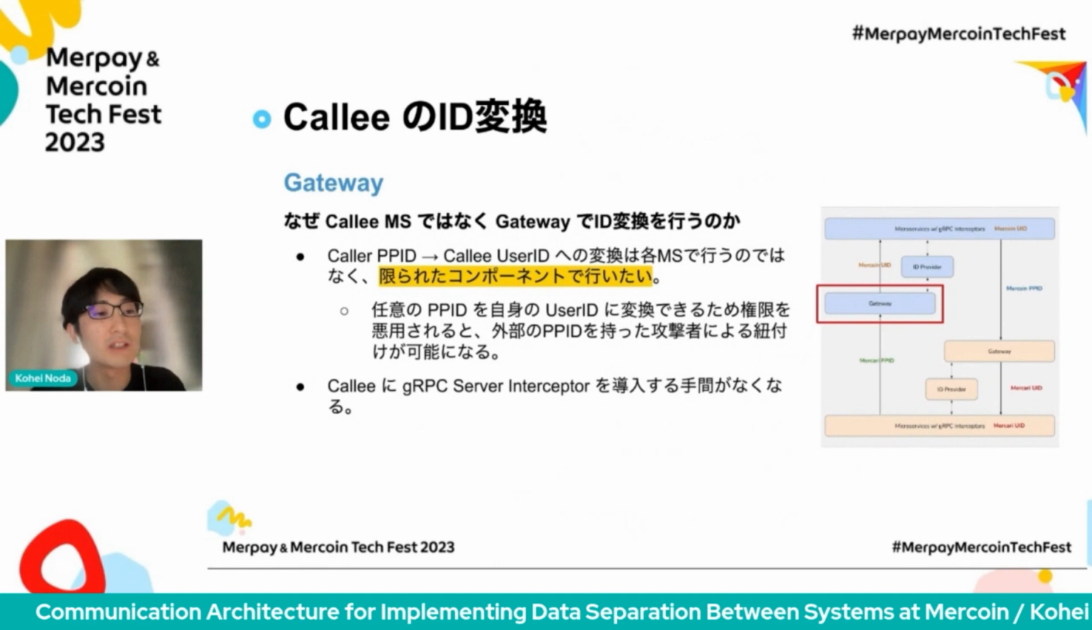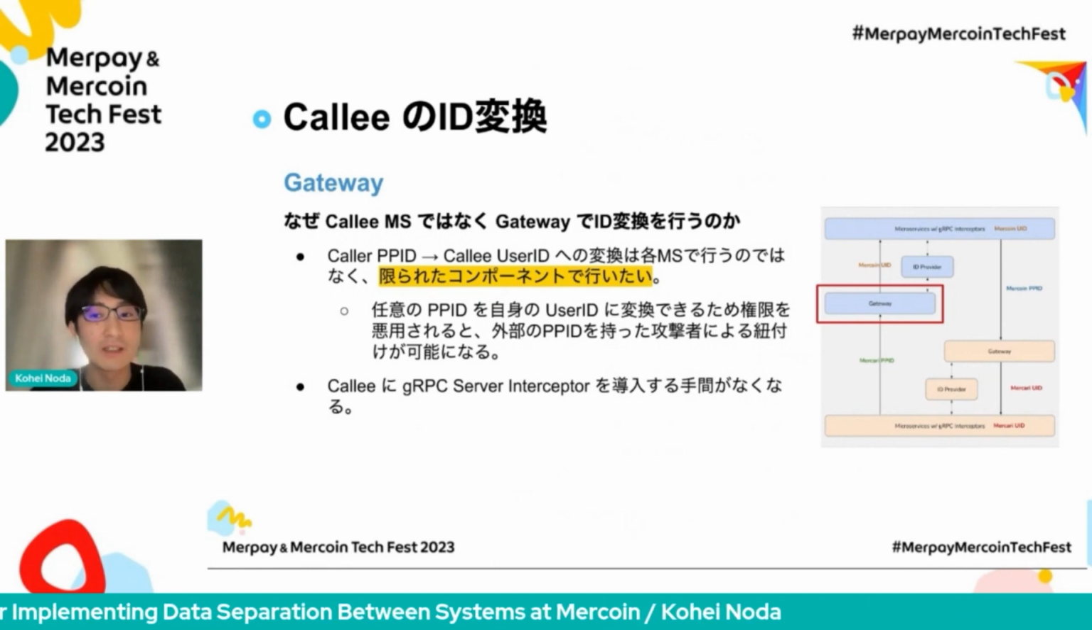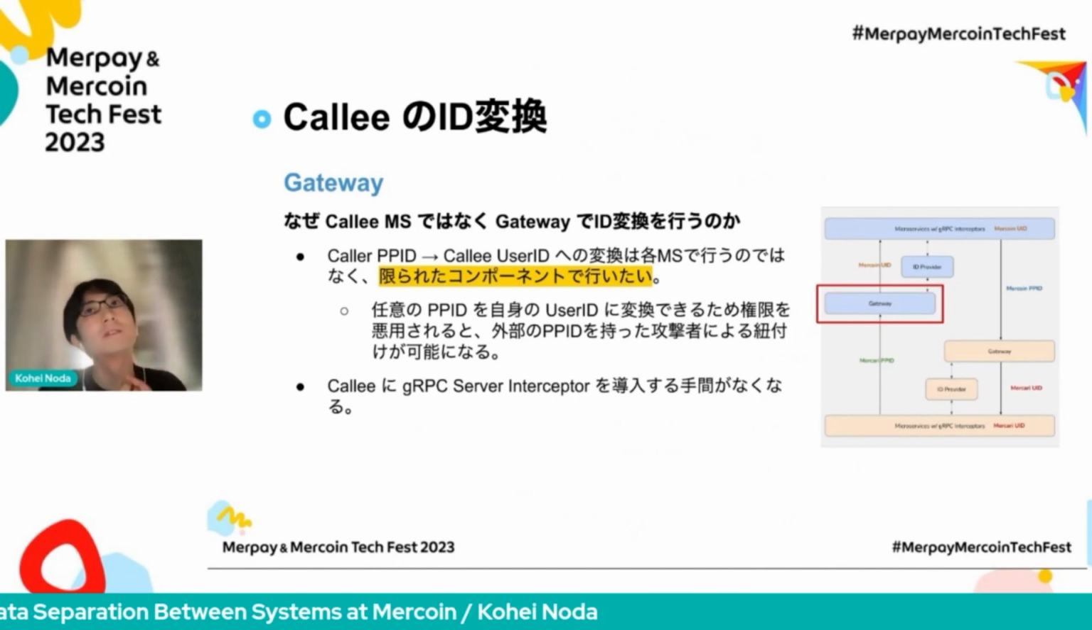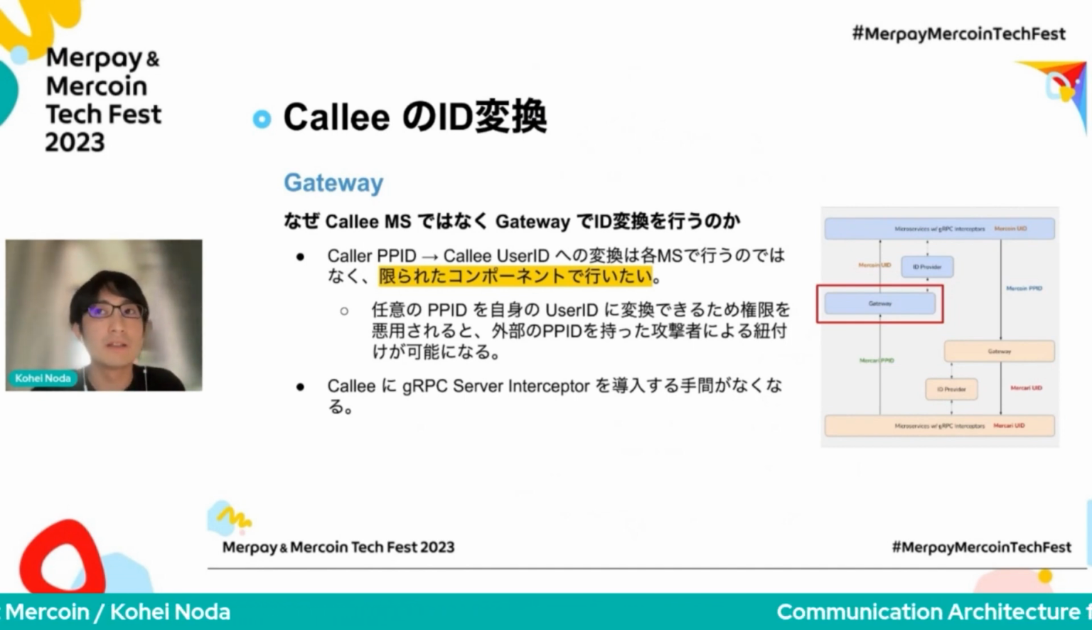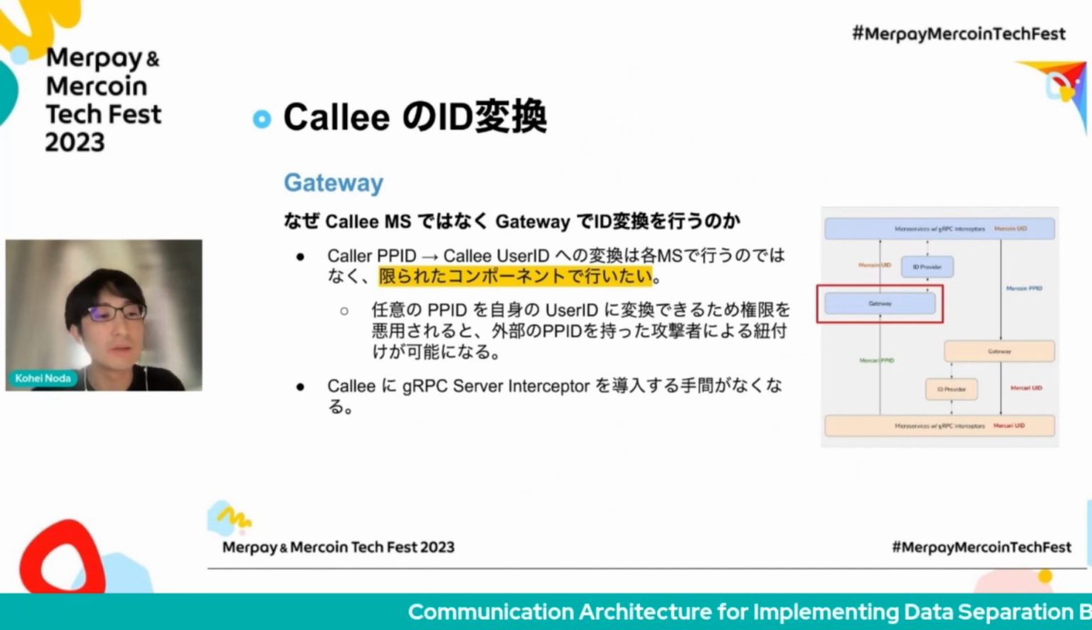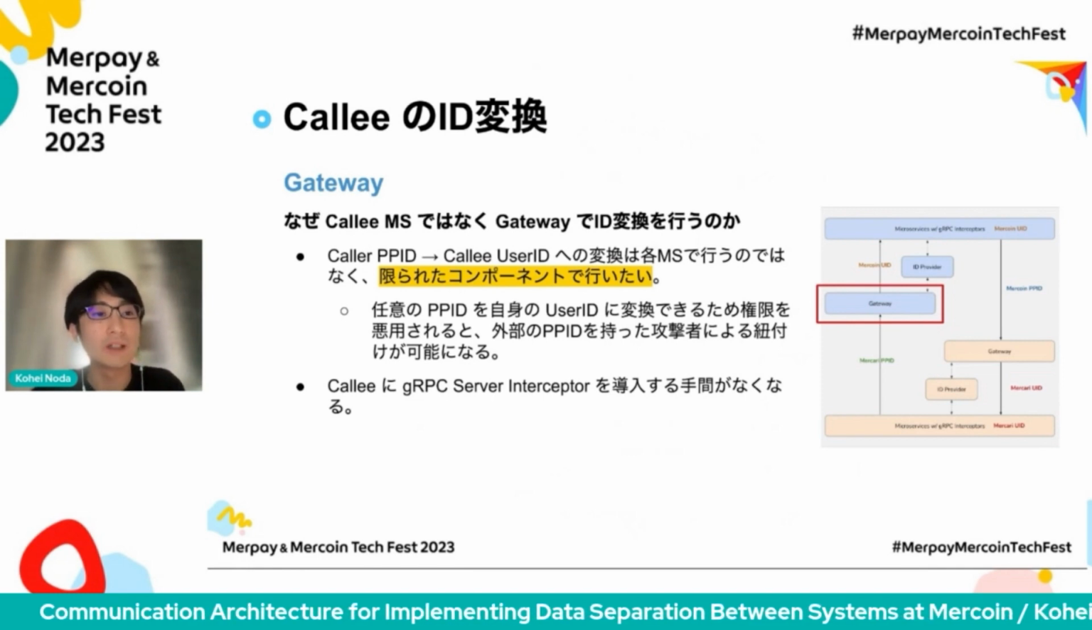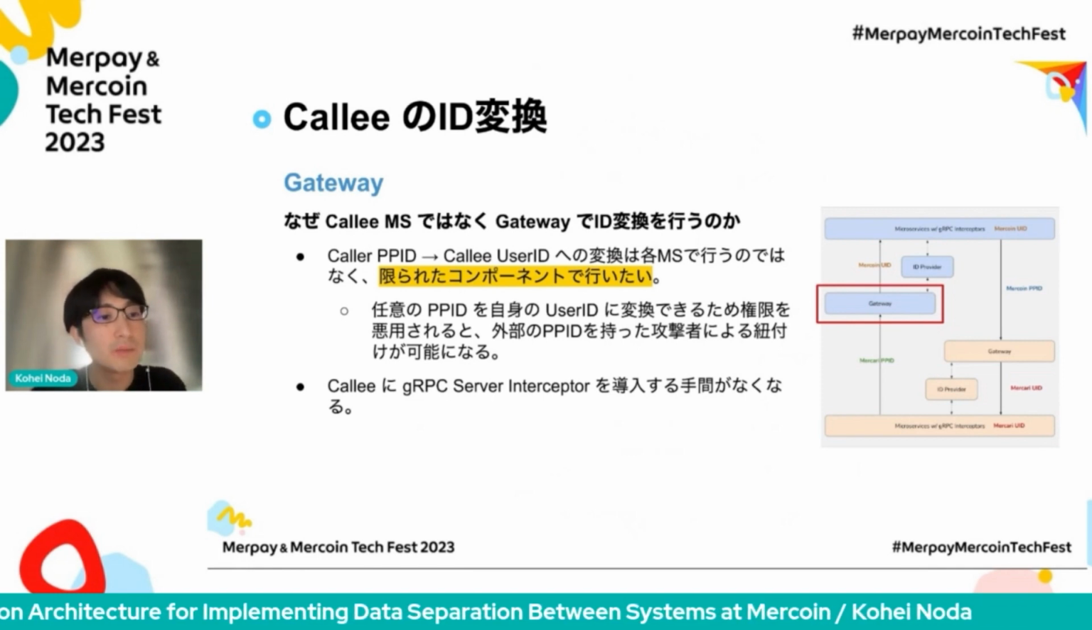You may wonder why we are doing this. So in gRPC, a server interceptor exists, just like a client interceptor. Callee microservice request and response modification is possible. So why not the callee microservice but the gateway for ID conversion?